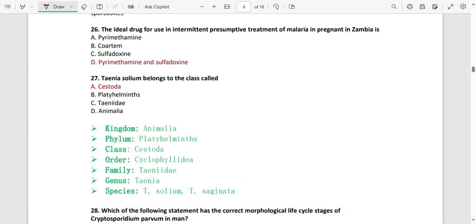26. The ideal drug for use in intermittent presumptive treatment of malaria in Zambia is what? Pyrimethamine, coartem, sulfadoxine, and then we have got pyrimethamine and sulfadoxine. So let me mention something about these guys.